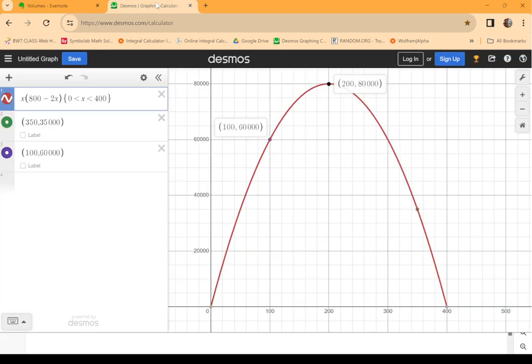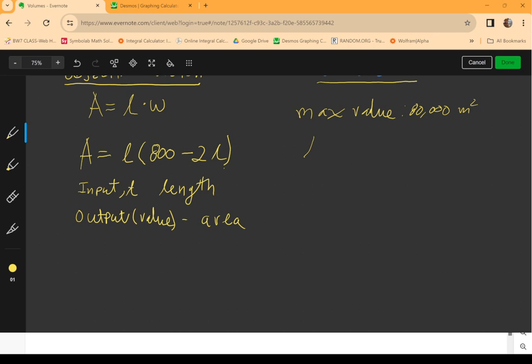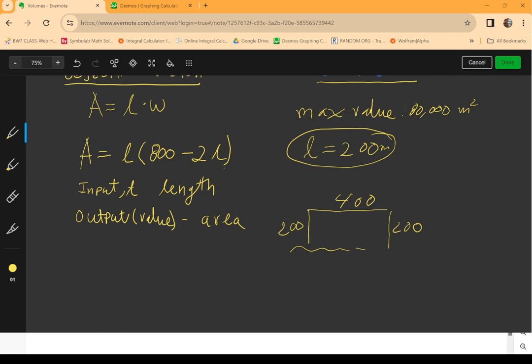Now, the other value, 200, is going to be the length of the rectangle, so 200 meters, which means that for our rectangle, the dimensions would be 200 by 200, and then 400 is left, because the total needs to be 800 for the perimeter. So those are our dimensions of the rectangle.